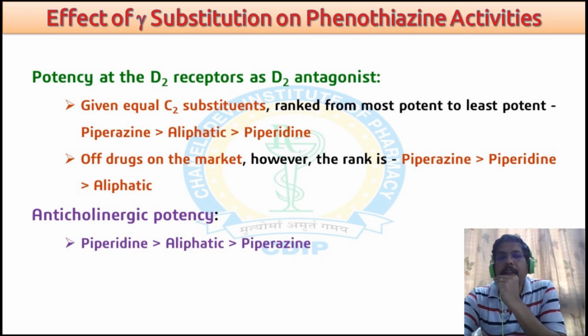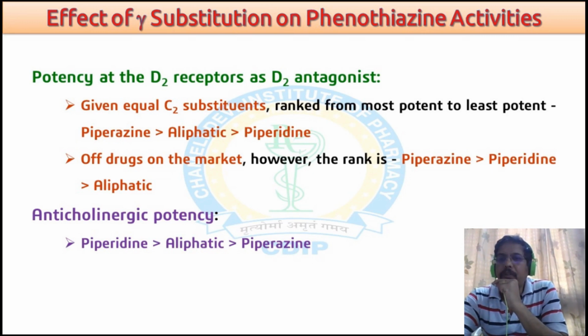And if you look further down, then the piperidine substituted derivative. In case of anticholinergic activity, the sequence is just the reverse. The piperidine system has a much higher potency as compared to the dimethylamino and as compared to the piperazine.